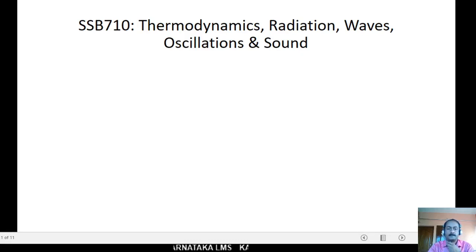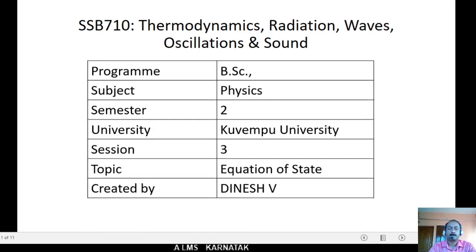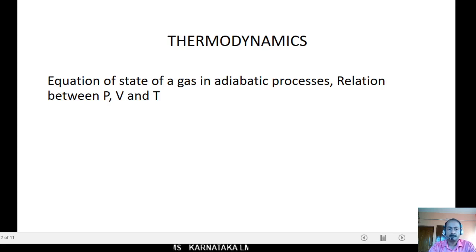Welcome back, dear students. In this session, I am going to deal with the equation of state. I am going to explain the equation of state of a gas in an adiabatic process and the relation between pressure, volume, and temperature. Let us see one by one in detail.